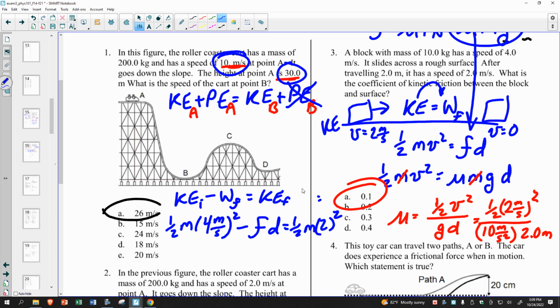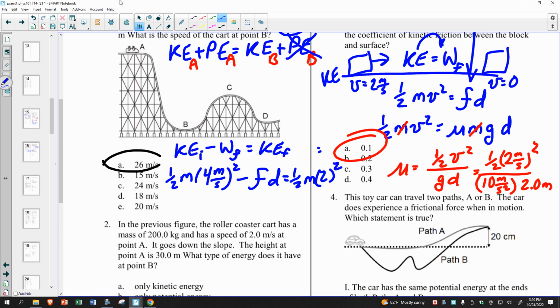If it was my way, it would say the block starts at 2 meters per second, and it comes to rest in 2 meters. After traveling 2 meters, it stops. In which case, all of that 1/2 m times 2 meters per second squared, that kinetic energy, is consumed by the frictional force. Okay? All right.